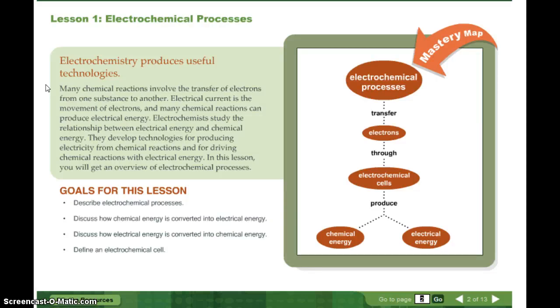Goals for this lesson: describe electrochemical processes, discuss how chemical energy is converted into electrical energy, discuss how electrical energy is converted into chemical energy, define an electrochemical cell. The electrochemical process: transfer electrons through electrochemical cells, produce chemical energy, produce electrical energy.